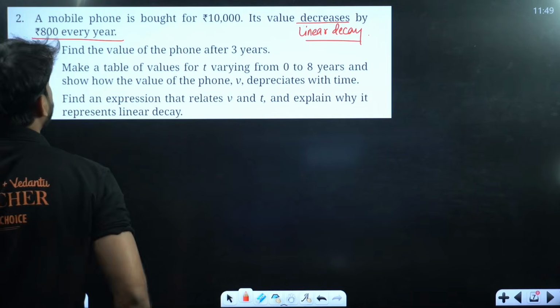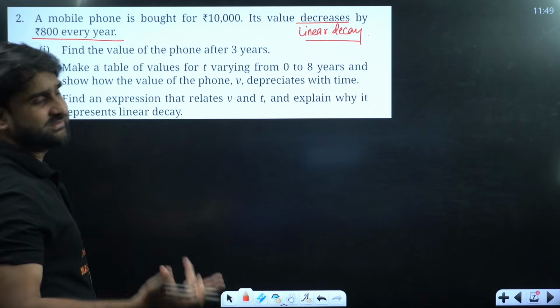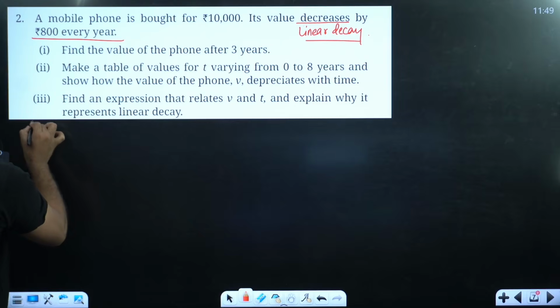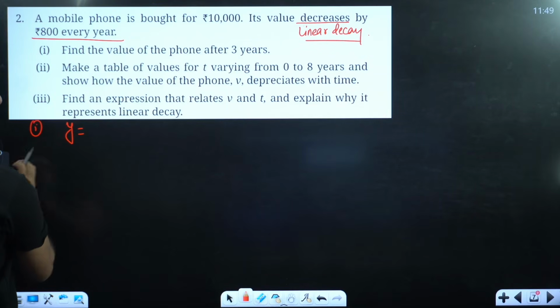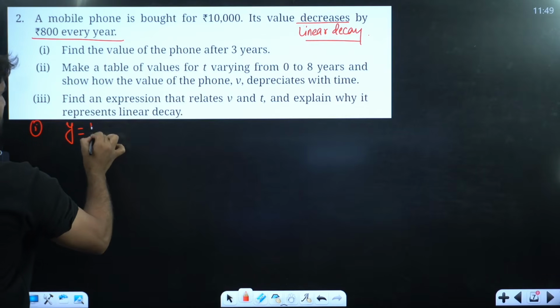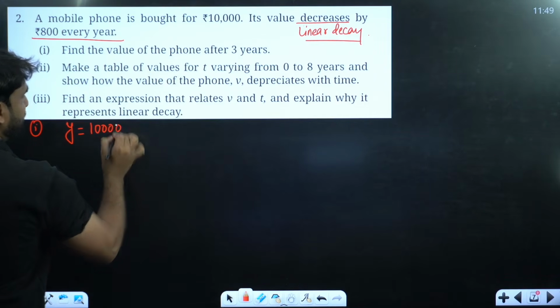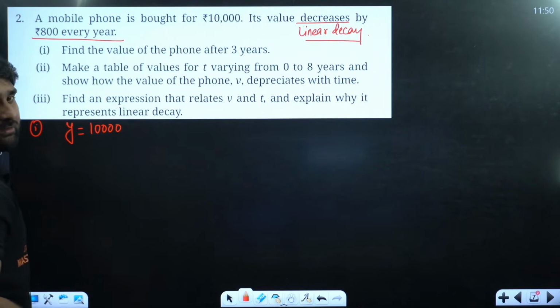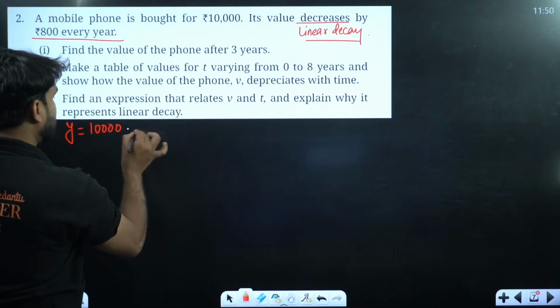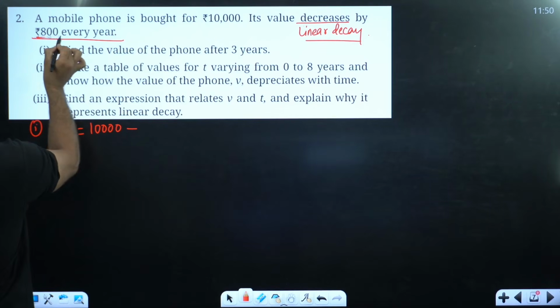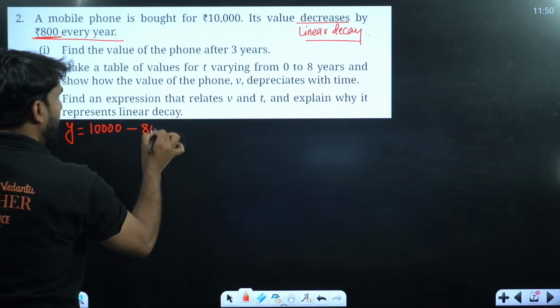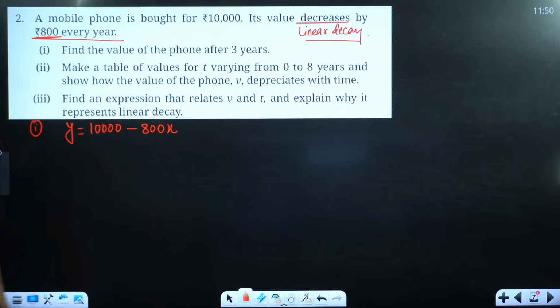Find the value of the phone after 3 years. Simple question. Let's make an equation. So we can form the equation y is equal to 10,000 rupees, the original cost of the phone, minus, because the value is decreasing, minus the rate, so we can write here 800 into x.